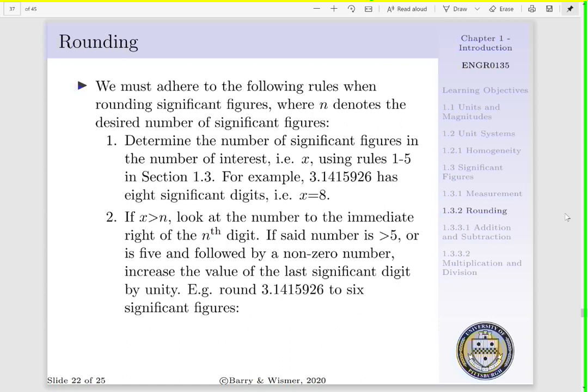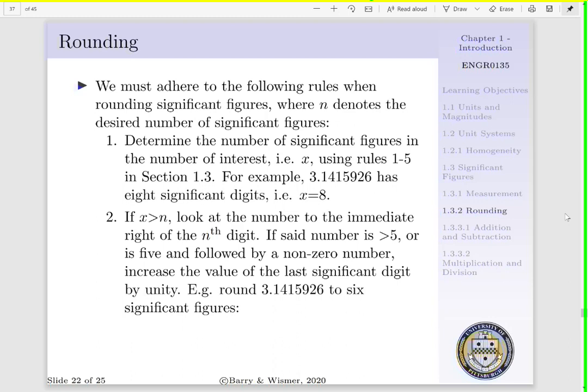For example, 3.141596 has 8 significant digits, so we are going to set x equal to 8. Now, if x is greater than n, and say our desired number of significant digits is 6, we know this is true, then we can look at the number to the immediate right of the nth digit. So we'll look at the 7th digit of 3.141596. If said number is greater than 5, or is 5 followed by a non-zero number, we are going to increase the value of our last significant digit by unity.